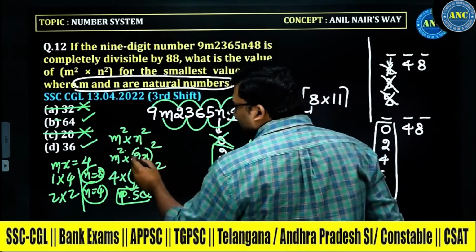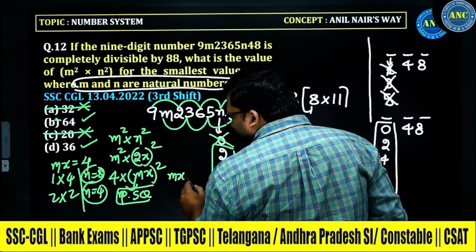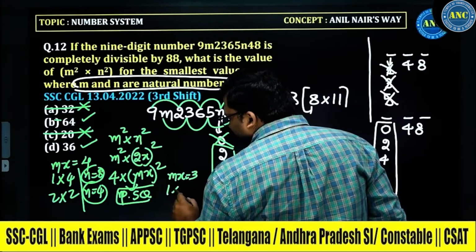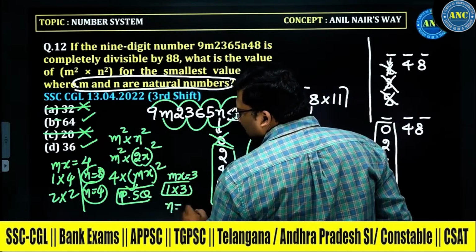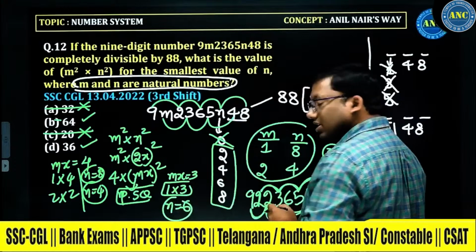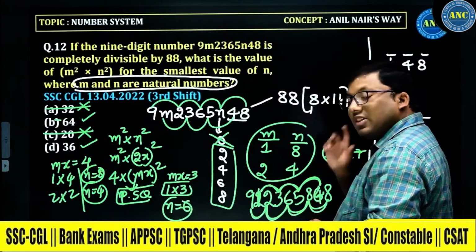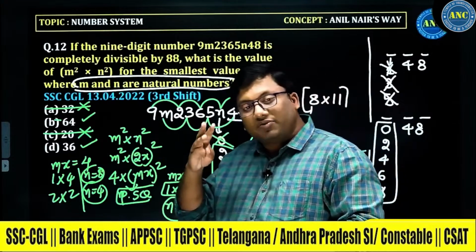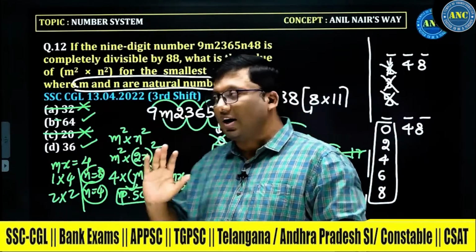If I am not getting 4 into 9, mx will be 3. If mx is 3, m will be 1, x will be 3. If x is 3, n will be 6. M is 1, n is 6. Check it out with m value 1, n value 6, whether it is working or not. Out of these two, one number will be divisible by 11 and that will be the answer.